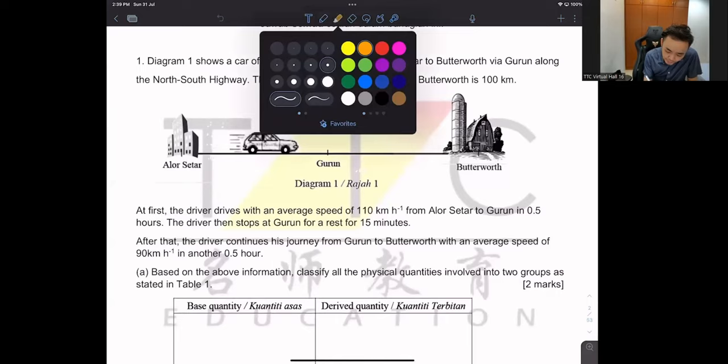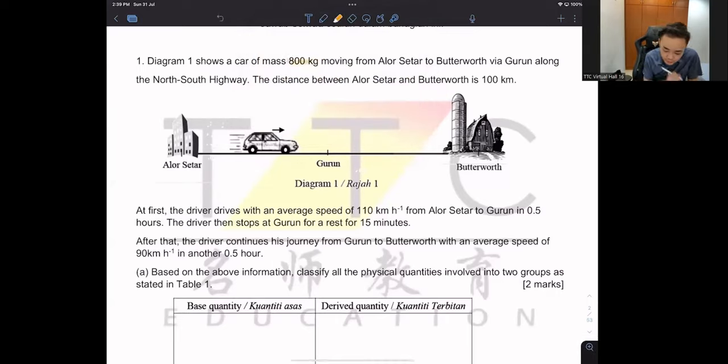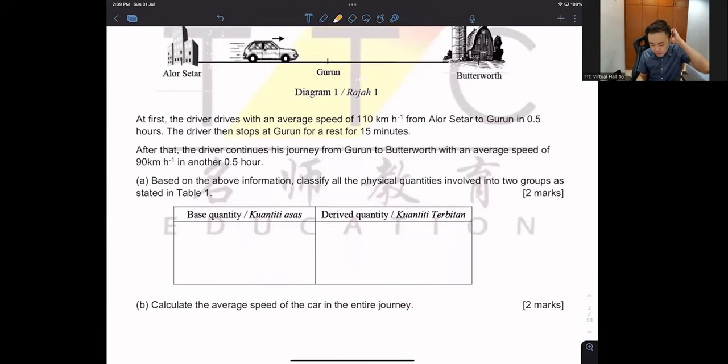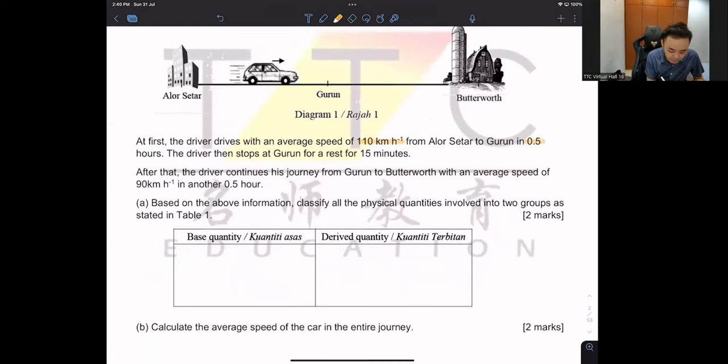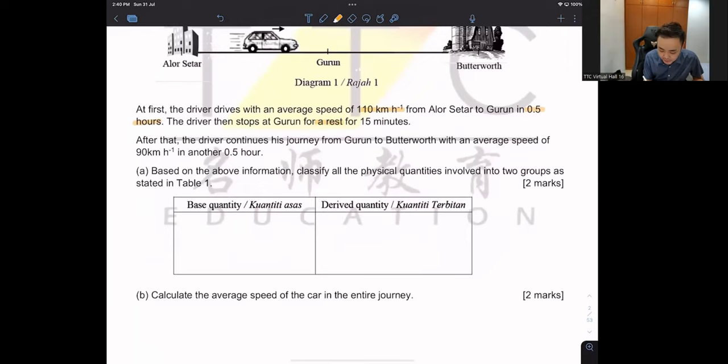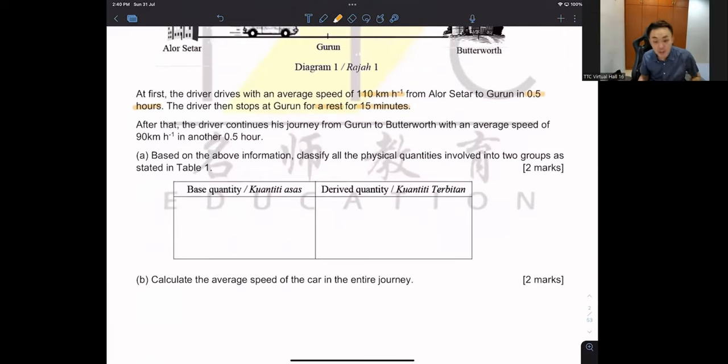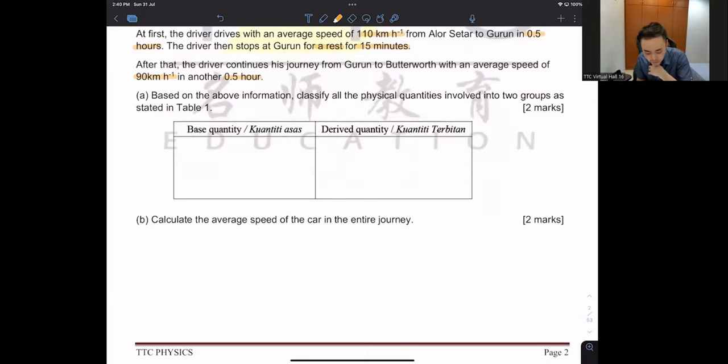Now, diagram one shows a car of 800 kg moving from Alor Setar to Butterworth via Gurun along the North-South Highway. None of this you have to know. It's physics, not geography. Relax. The distance between Alor Setar and Butterworth is 100 km. At first, they drive with an average speed of 100 km per hour from Alor Setar to Gurun in 0.5 hours. Then after that, they stop for a rest of 15 minutes. After that, they continue the journey from Gurun to Butterworth with an average speed of 90 km per hour in another 0.5 hours. Based on the information, classify all the physical quantities involved into two groups as stated in Table 1.